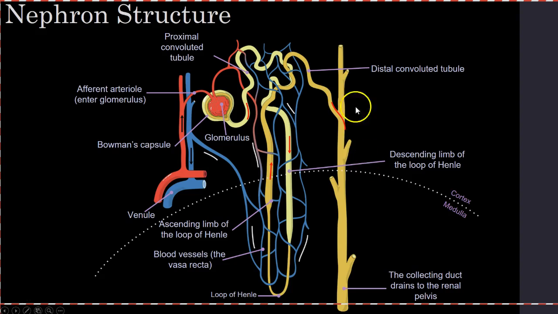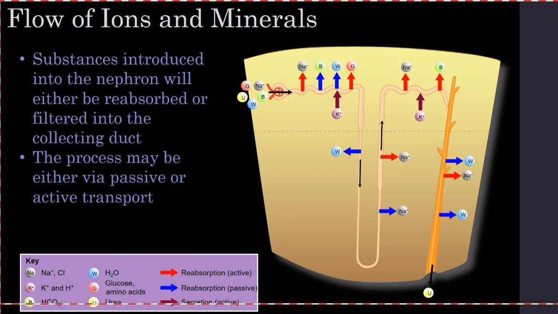around the body. So you can actually recover water from the collecting duct before it moves to the bladder if your body needs it. And the hormone ADH is the hormone that controls that movement of water from the collecting duct.